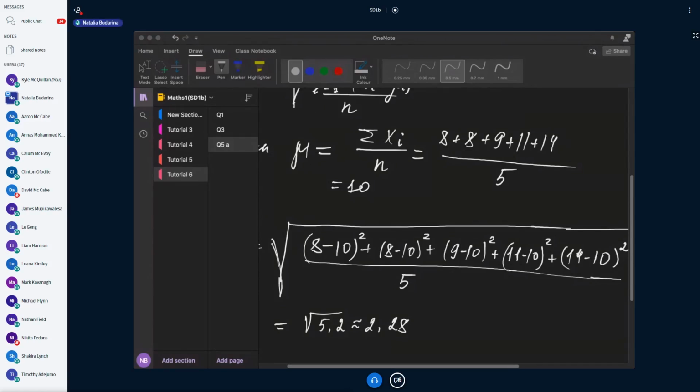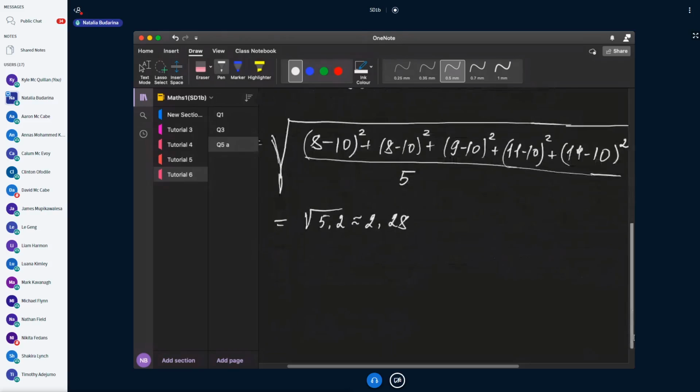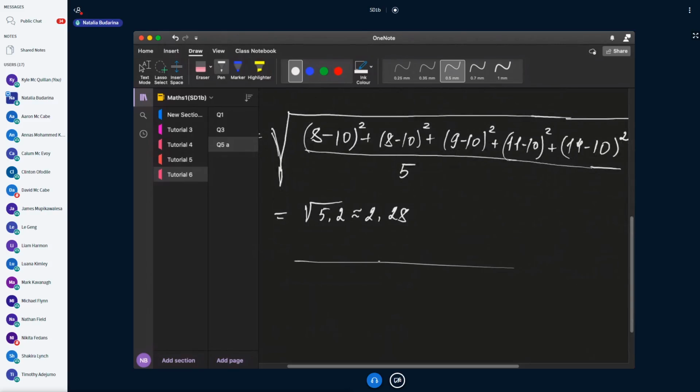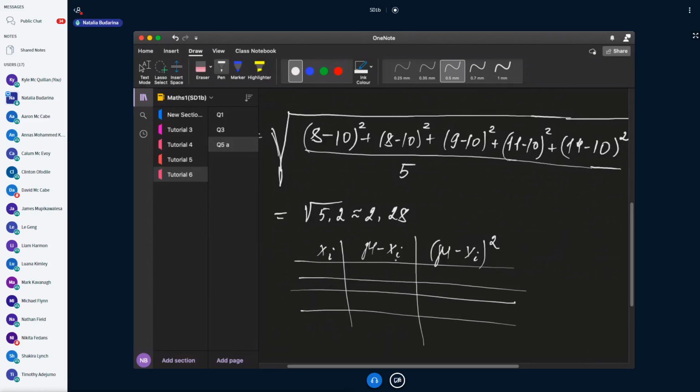And sometimes it's useful to use a table. Yes, I will show you how you can do this. Maybe it's useful and easy for you to use a table. For example, look, what is the table? First column is xi, second column is mu minus xi. Maybe without square. It depends how much calculation you want to do. Yes, maybe only two columns. Yes, xi, for example, 9, 11, 14.